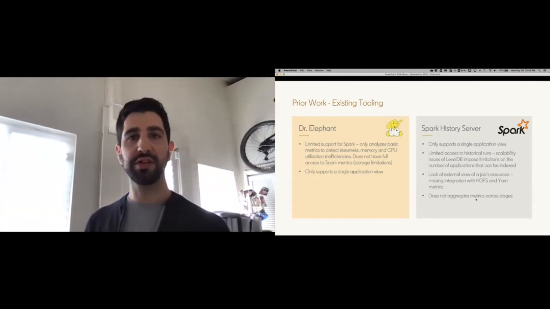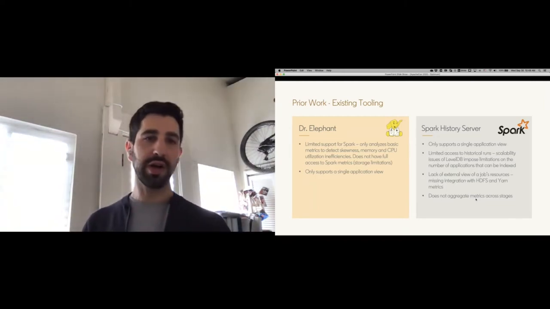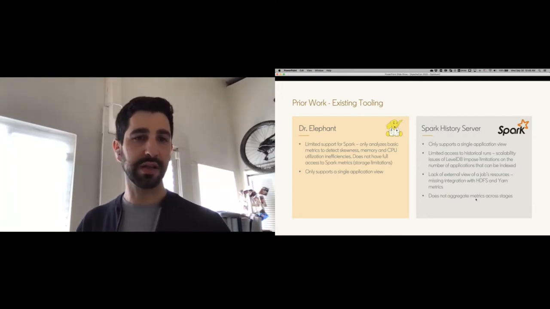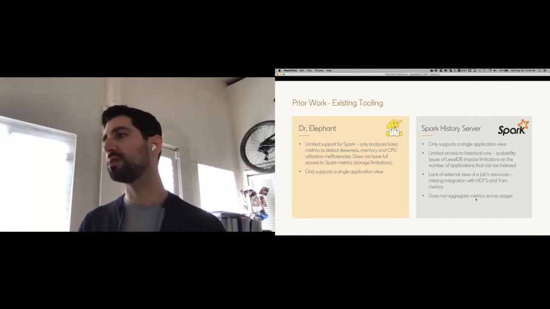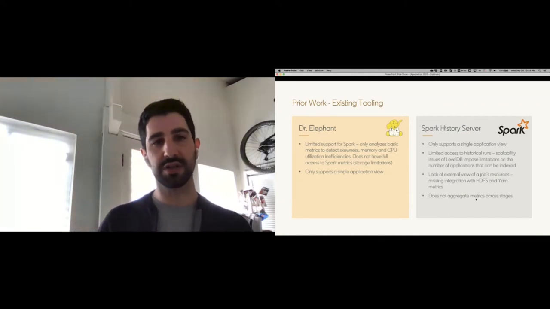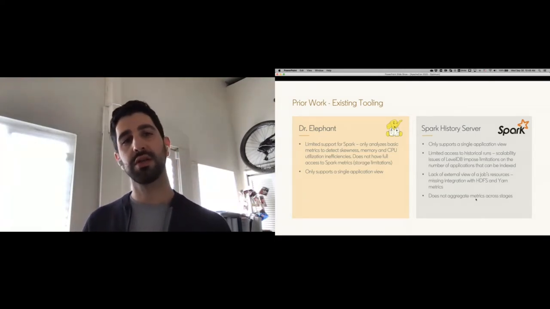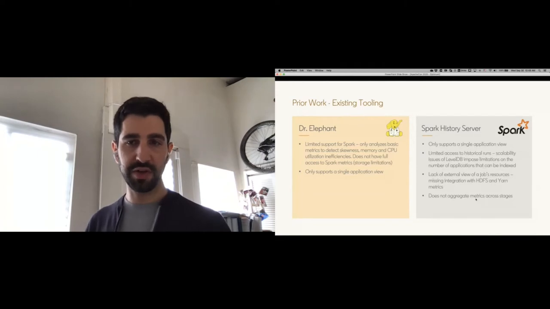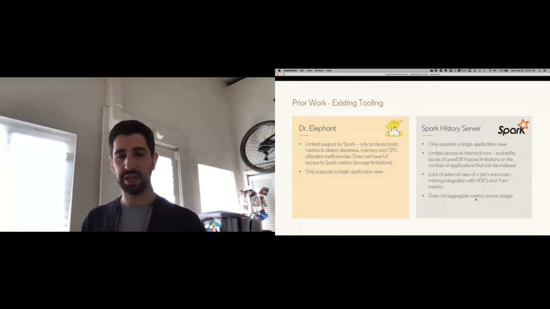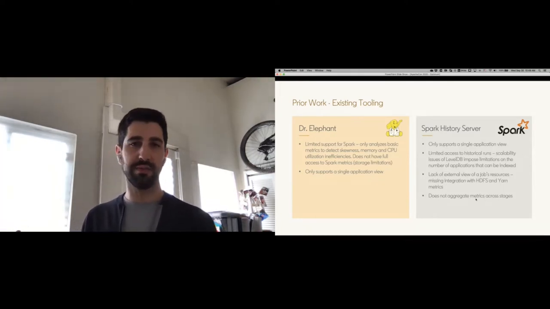Before we dive into GridBench, let's talk a little bit about the existing tooling out there. Dr. Elephant is one example. Dr. Elephant was actually started at LinkedIn, and we are using it extensively. But it has limited support for Spark. It only analyzes basic metrics to detect skewness, memory and CPU utilization inefficiencies, and so on. It does not have full access to the Spark metrics, and this is due to storage limitations in how Dr. Elephant is designed. Another thing is that Dr. Elephant only supports a single application view, where we would want to get to a point where we can see a history of different runs of the same workflow and see how it behaves over time.